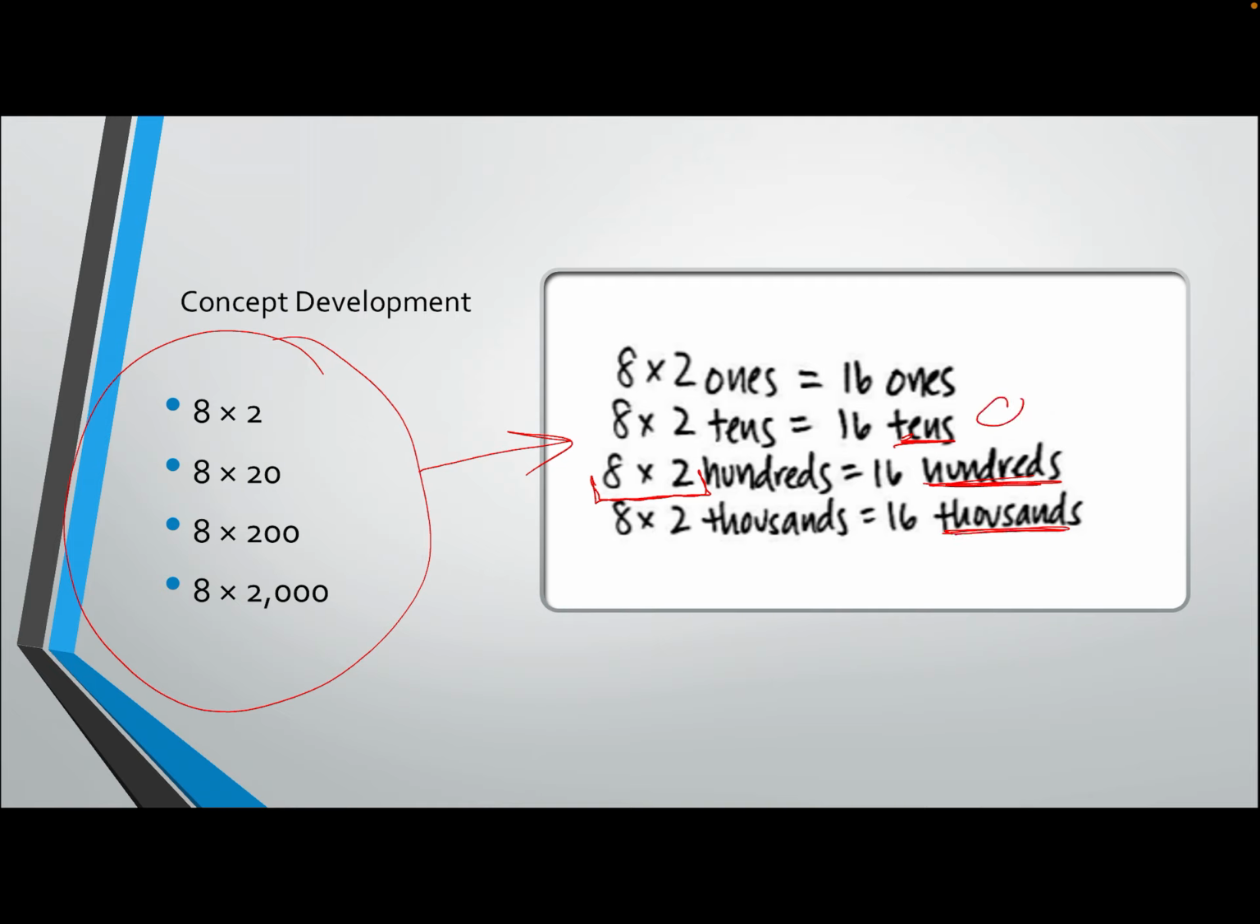For tens, it's 1 zero. Hundreds, you'll have 2 zeros. Thousands, you'll have 3 zeros. So it's just another way that you can use to help solve these problems if they get more difficult.